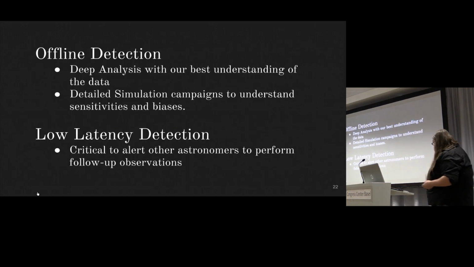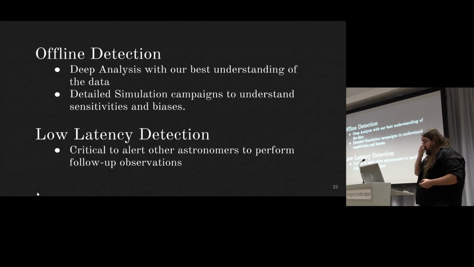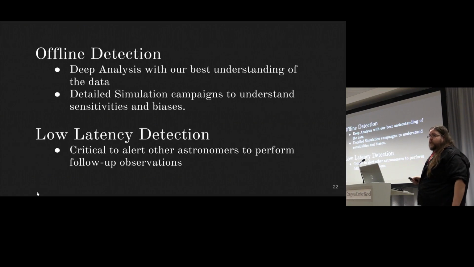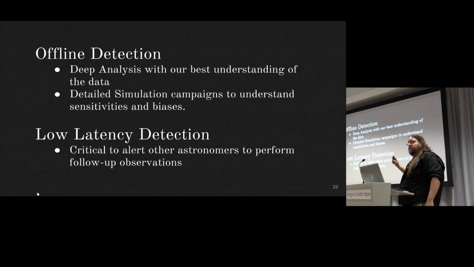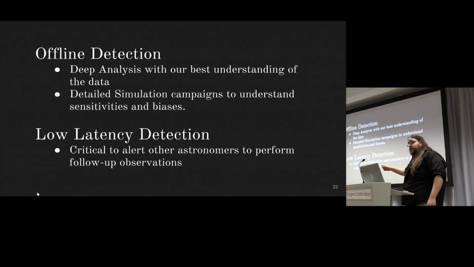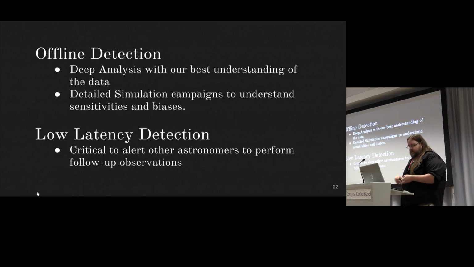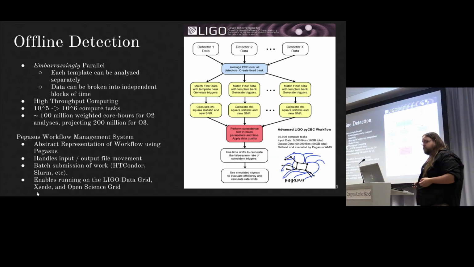I can break what we do into two regimes. We have offline detection. These are our deepest analyses. These are things we can sit around and ponder and try to do the best job we can, and they really take advantage of our best knowledge of the data. We also have low latency detection. This is critical if we want to coordinate with astronomers and make detections like we did with this binary neutron star merger, because we need to be able to tell astronomers where to point their telescopes. So we need to detect something in seconds and then tell astronomers where to point. And that involves different problems.